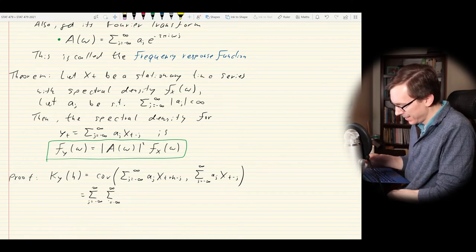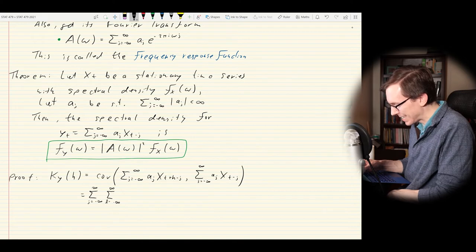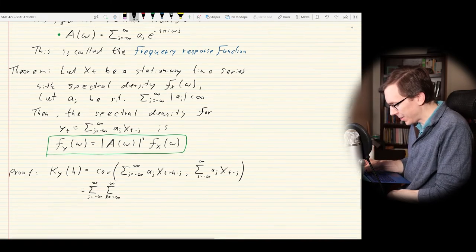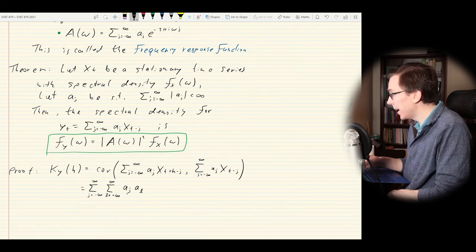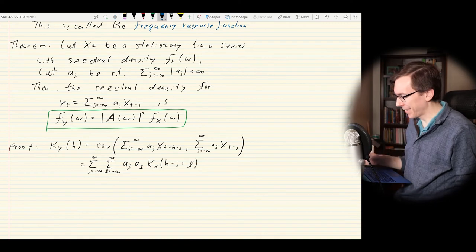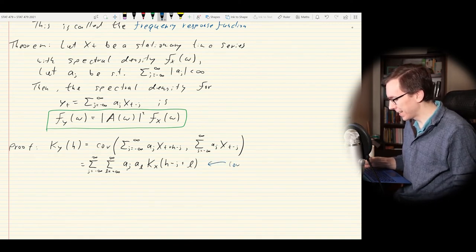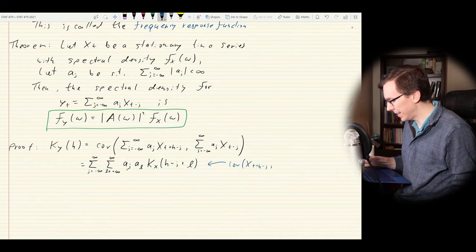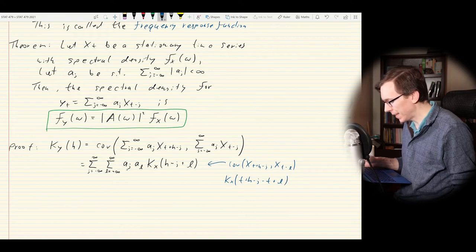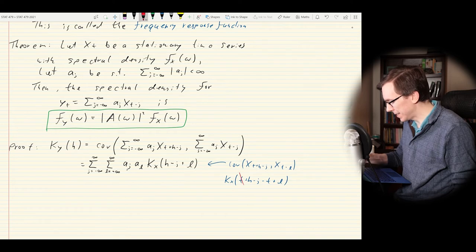So, oh yeah, I don't want to use i, because we need our imaginary number i. So we'll use summation index l from minus infinity to plus infinity. All right, and we're going to be summing a_j a_l, and we're going to sum k_x of h minus j plus l, right? Because what this should be is the covariance between x_{t plus h minus j} and x_{t minus l}. So that's going to be the autocovariance of t plus h minus j minus t plus l. Yep, that looks good, because the t's cancel out and the l is positive and the j is negative, so we're all good to go.